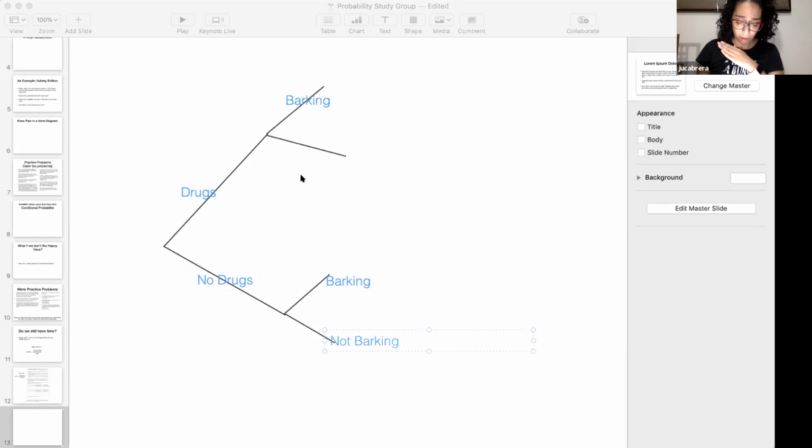That's for the top part. And then from the bottom part, if they don't have drugs and the dog is correct, it's 0.792. And if they don't have drugs and the dog barks, they're incorrect, is 0.198. So that's what I got across.